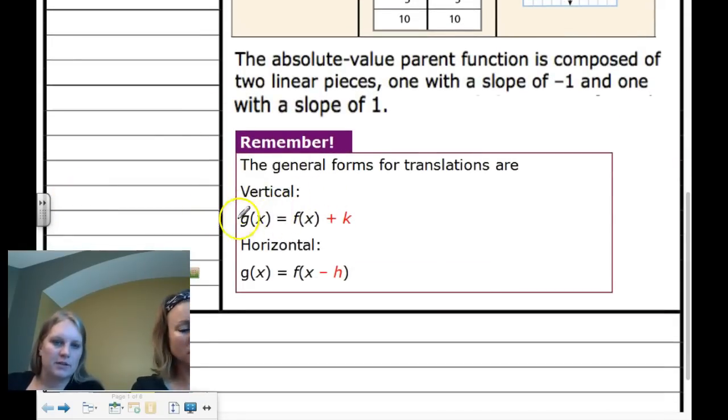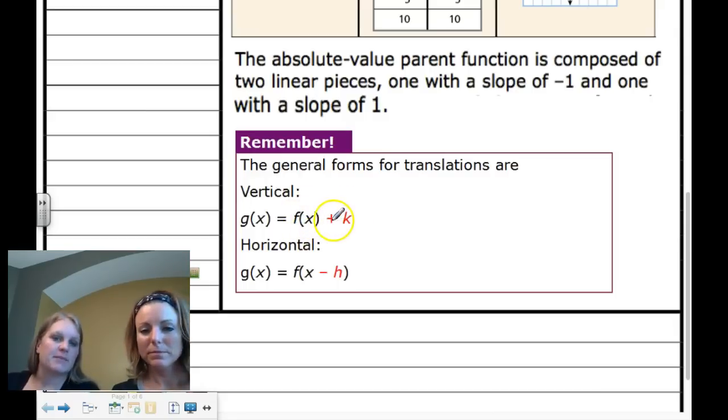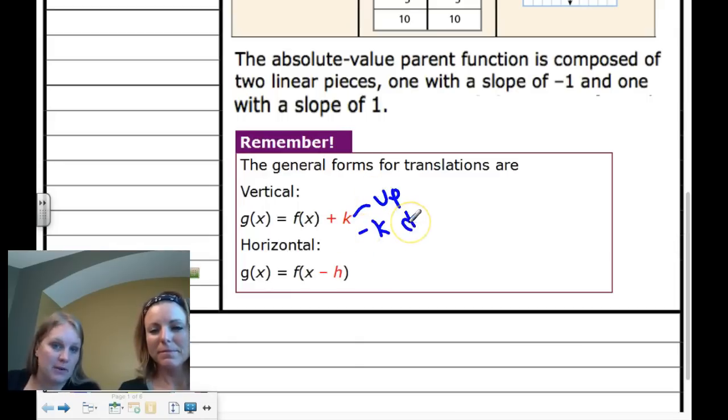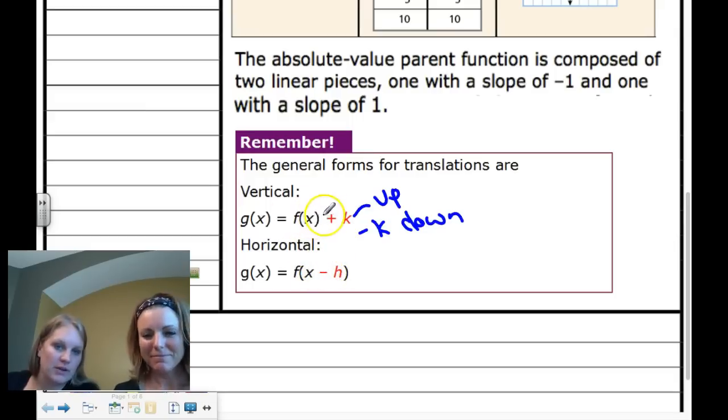So now, if we go down to here, I'll let Miss Boyd talk a couple things. So if you're looking at this, this is our parent function, the f of x. And if you add something or subtract something on the outside, it's going to go up or down. So if we're adding k, it's going to move it up. If we were to subtract k, it would move it down. Horizontal is now on the inside with the parent function. So see how here it was on the outside, we added it after. Here it's in there. And now this one's tricky.